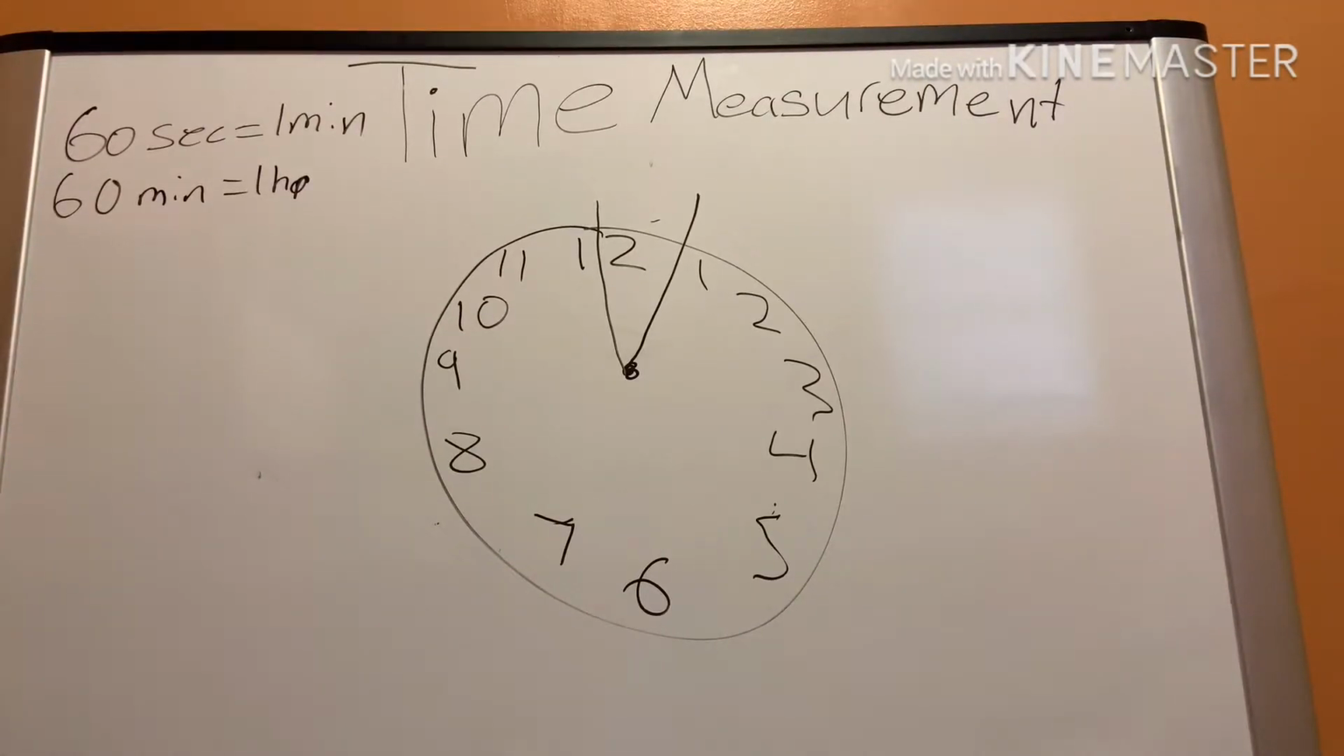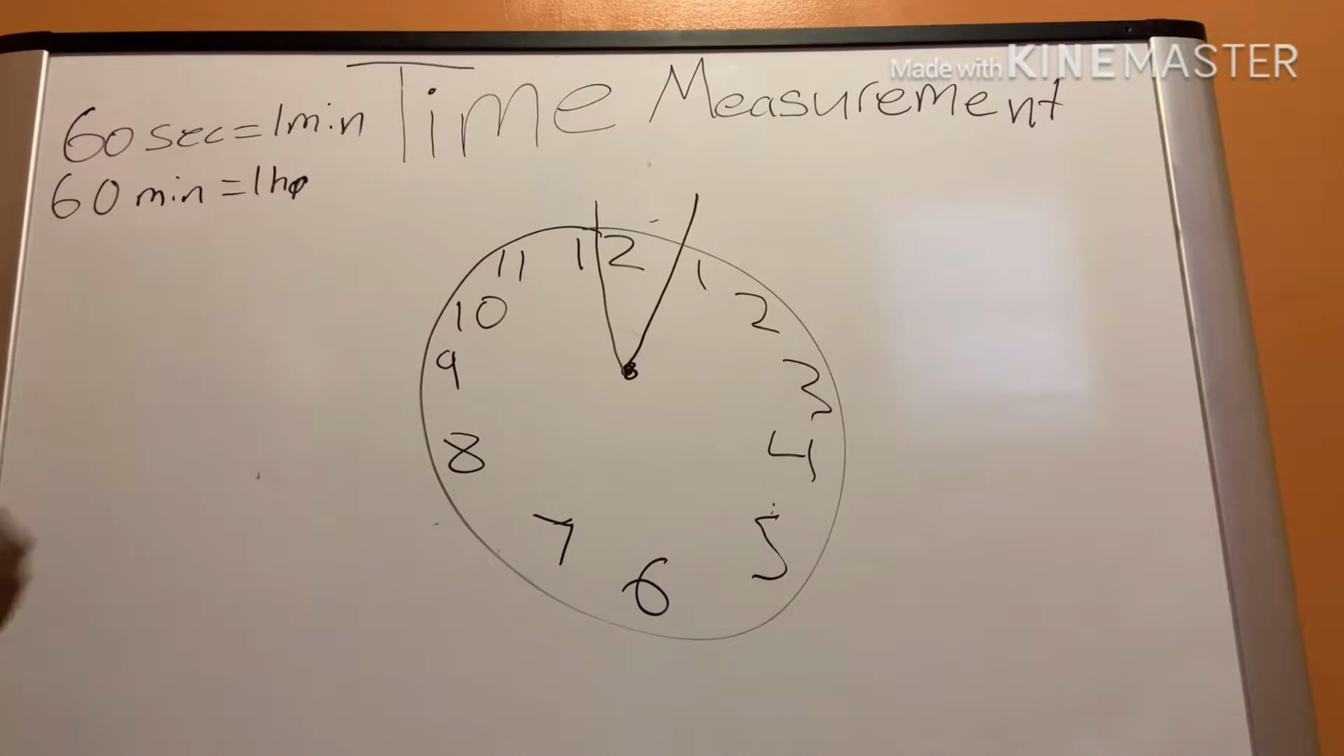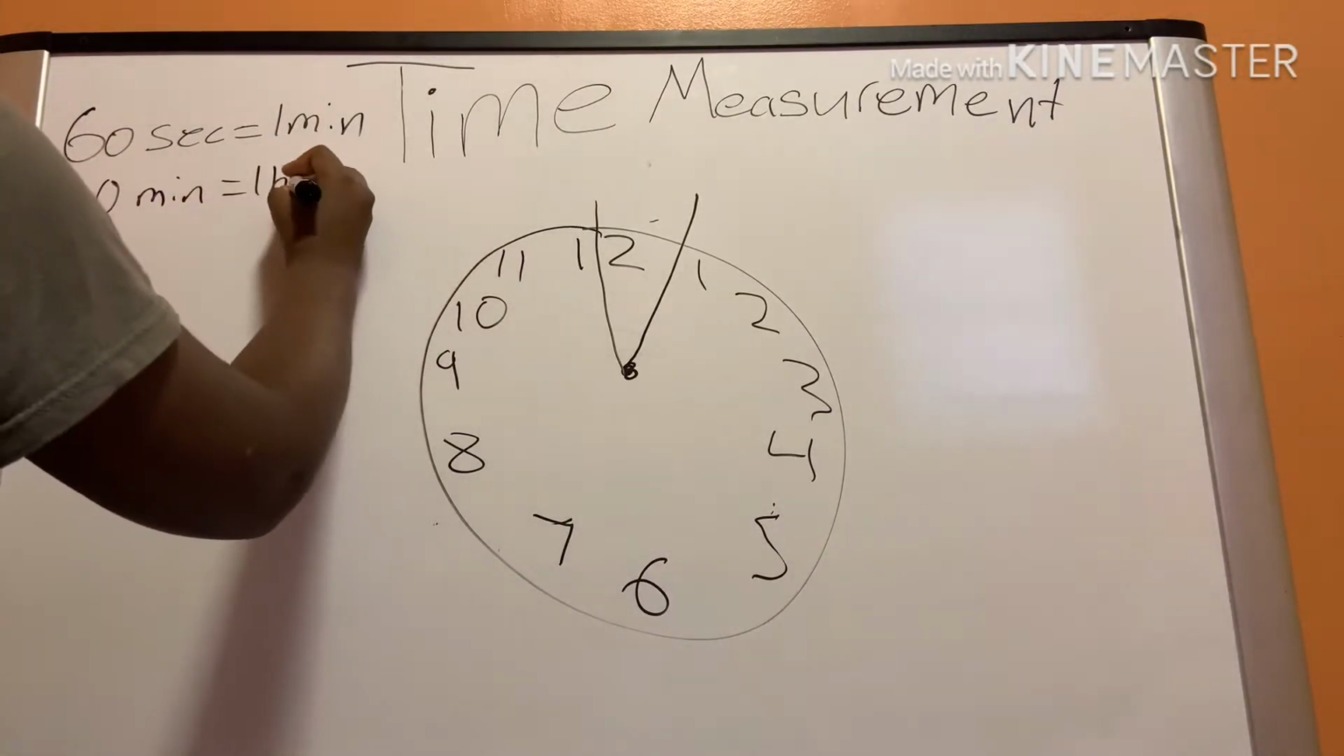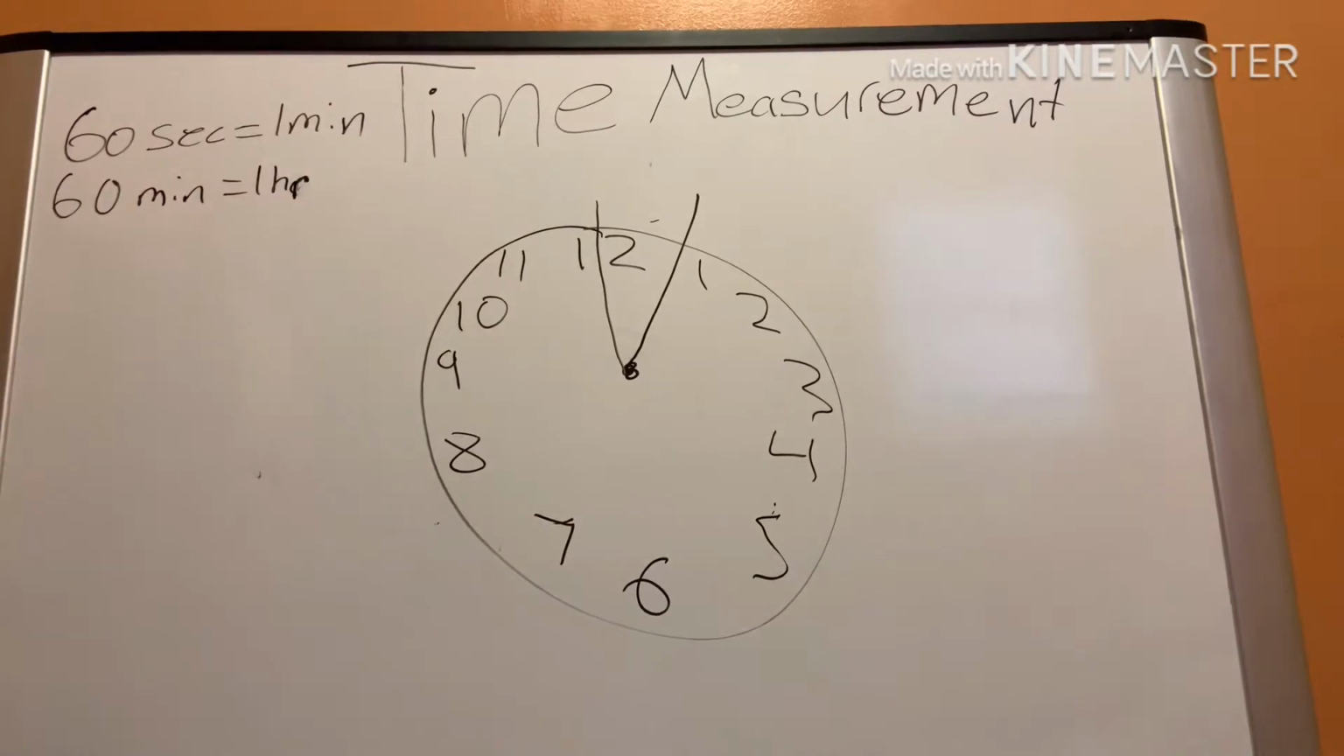I'm not sure if you ever watched or heard of 60 Minutes. 60 Minutes is a program that where I live happens on Sunday at 7 o'clock. The meaning of 60 Minutes is to show you certain types of news and things that are happening around the world in 1 hour or 60 minutes. So 60 minutes is equal to 1 hour.